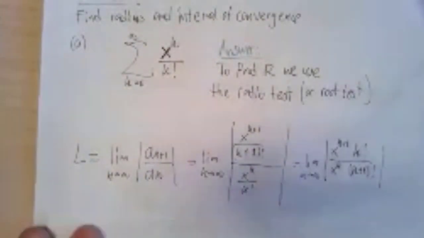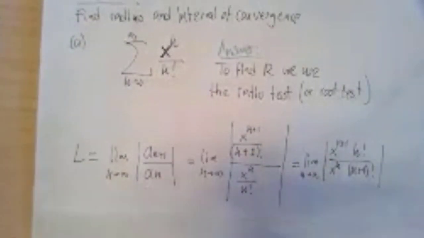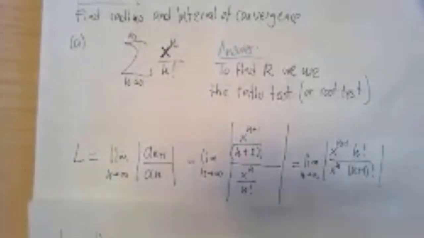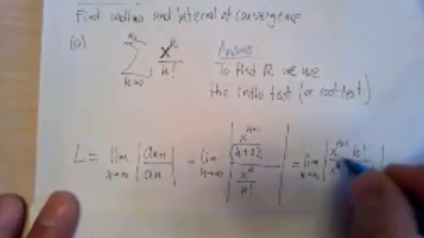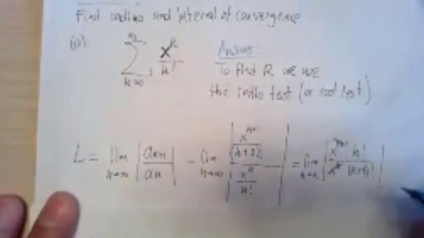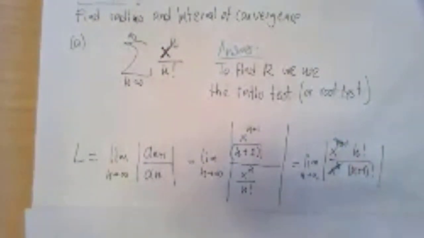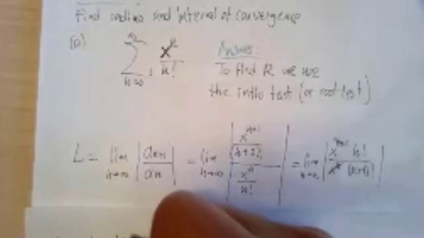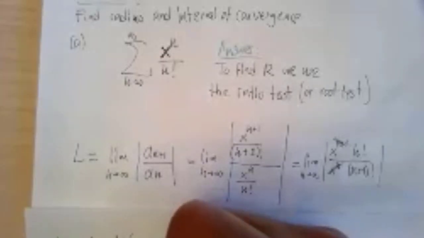Next, we simplify it. So what we're going to do is cancel the x to the k with the power k, so only one x remains, and then simplify the factorials, which I'm going to do in the next line. So we have one x that survived, and then we have k factorial.